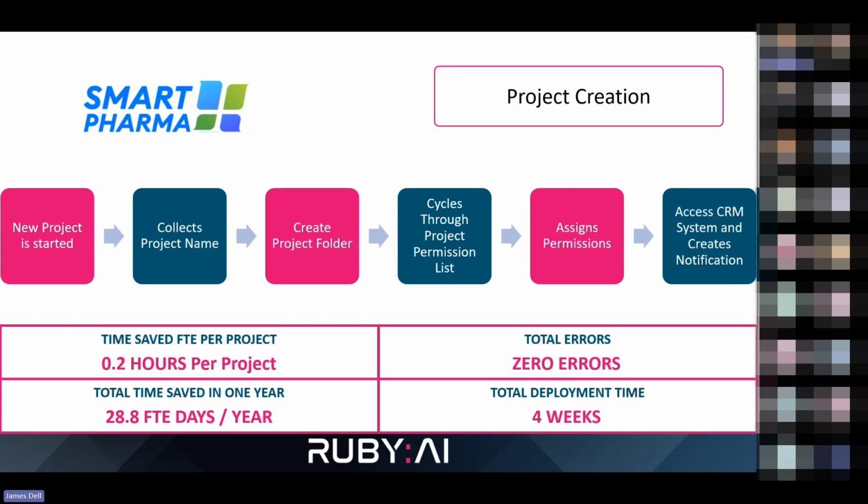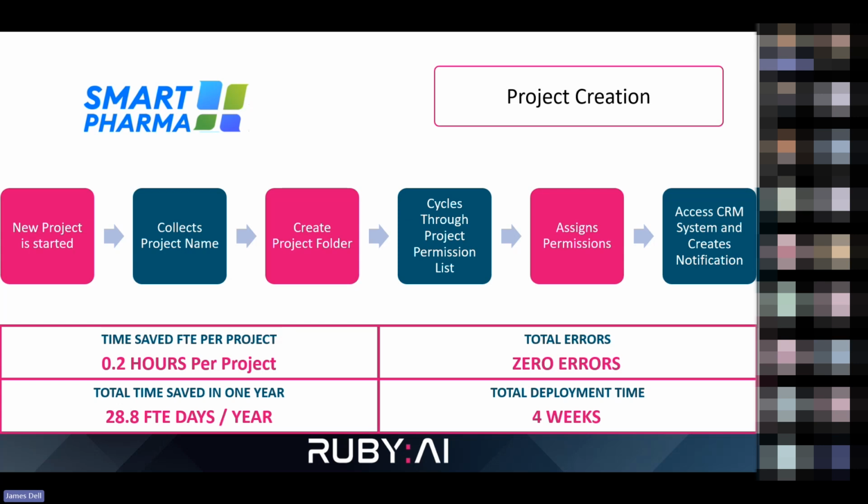So this was a very manual process, and it was only taking about 0.2 of an hour per project, which doesn't sound a lot. This organization is doing hundreds of these projects a month though. So when you think about it in that time, it starts to add up. It worked out to be about 28.2 full-time equivalent days a year that have been saved. So essentially about a month of someone's time over a year was being saved.